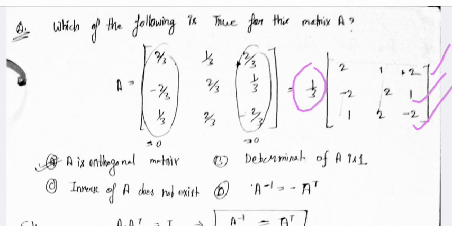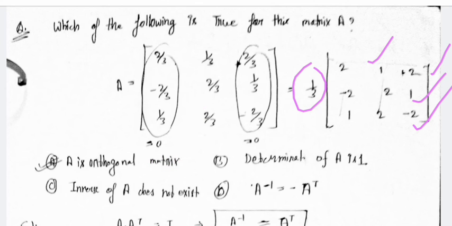Now there are four options. Option A, orthogonal matrix. Option B, determinant of A is 1. Option C, inverse of A does not exist. And option D, A inverse is equal to minus A transpose. So after solving this matrix, we get that A is an orthogonal matrix, which means option A is correct.